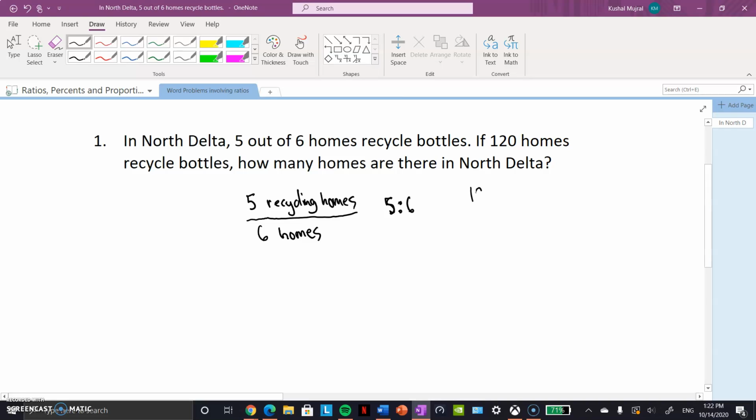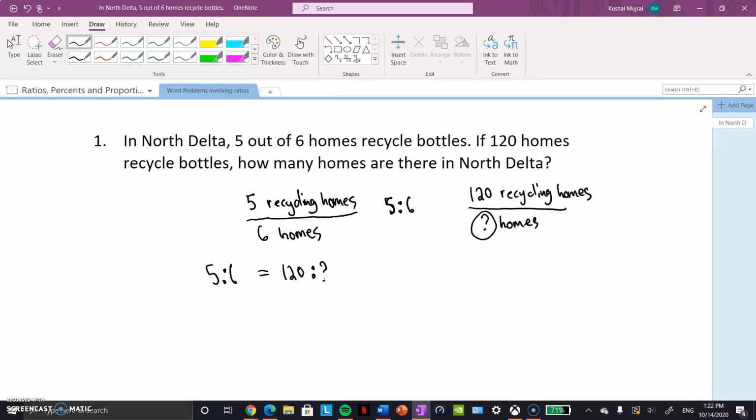So we know that there's 120 recycling homes per an unknown number of homes. And that's what we're looking for. We're looking for this unknown. So the ratio here of 5 to 6 is the same as the ratio of this 120 to what we don't know. Okay? So how are we going to find this?